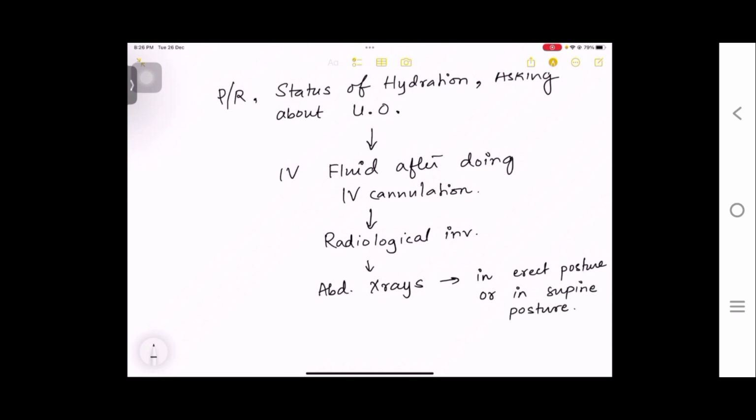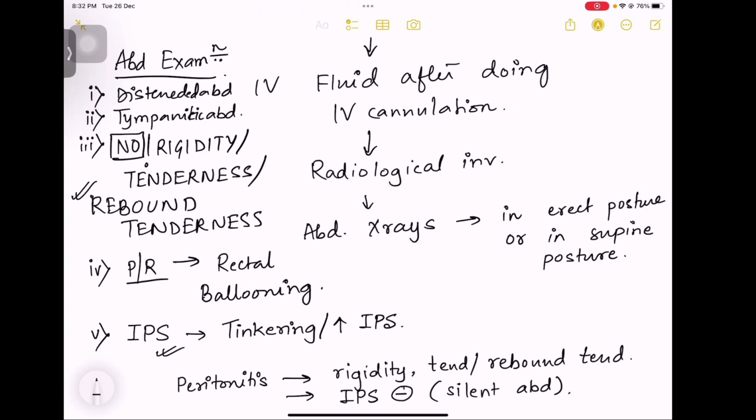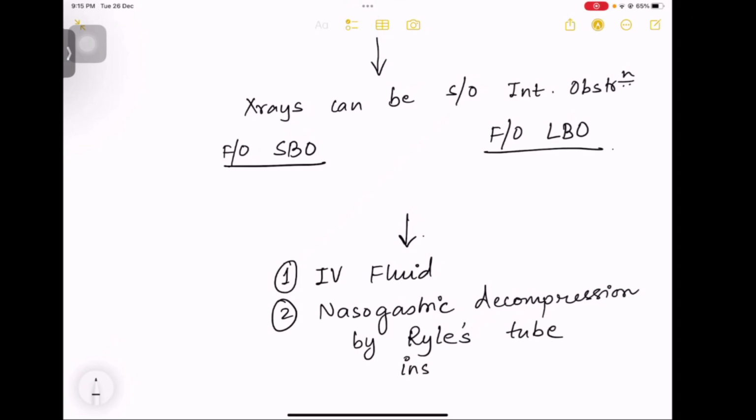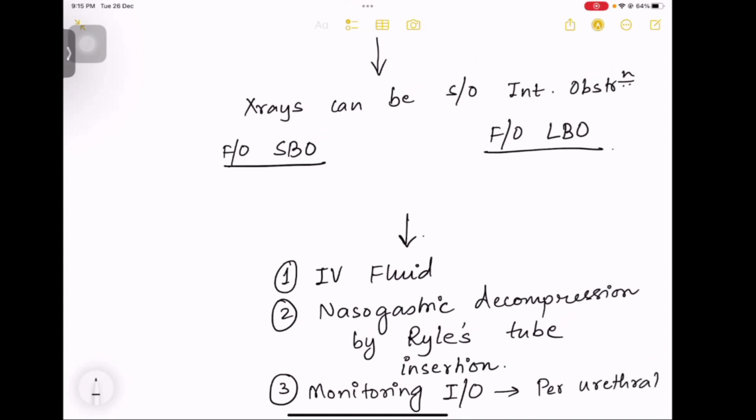investigations. Now you go for the abdominal examination where you see distended abdomen, tympanic note in the abdomen. There is no rigidity, no tenderness, no rebound tenderness. If you do a per-rectal examination, you see rectal ballooning. If you auscultate the bowel to hear the bowel sounds, then the IPS, that is the increased peristaltic sounds, will increase. Okay. In case of imaging, you have to go for X-rays. There are specific features of both small bowel and large bowel obstruction that you can see in the X-rays. I will discuss that with you in the subsequent video.